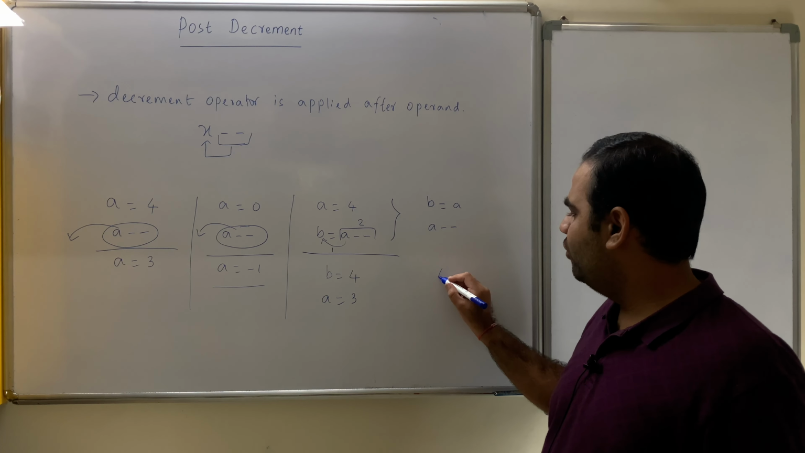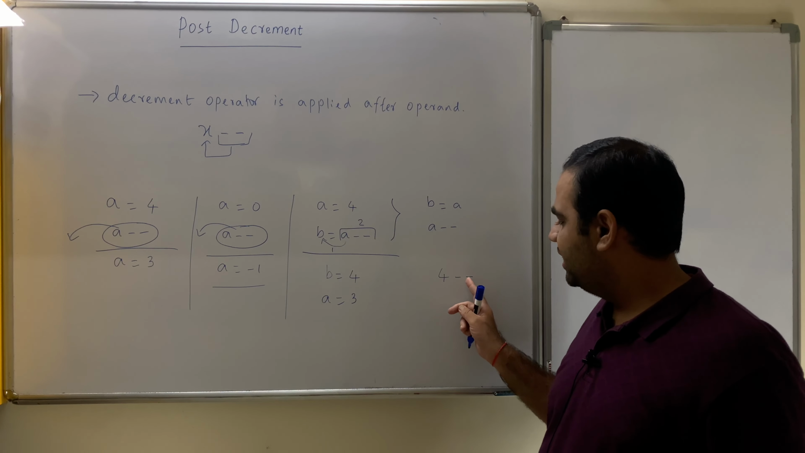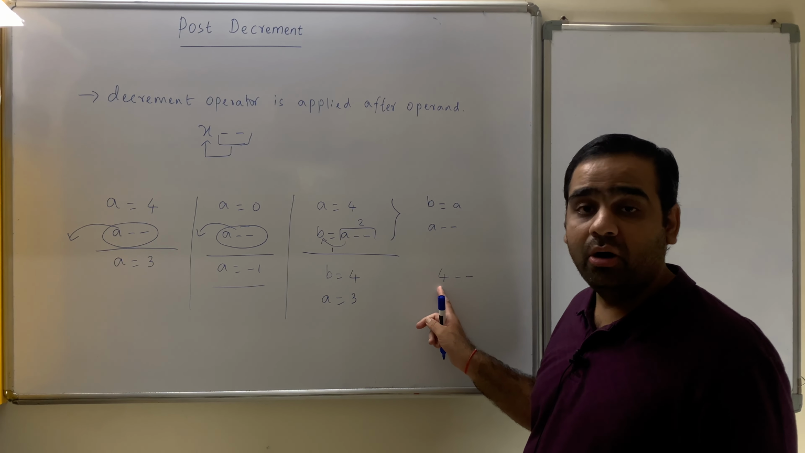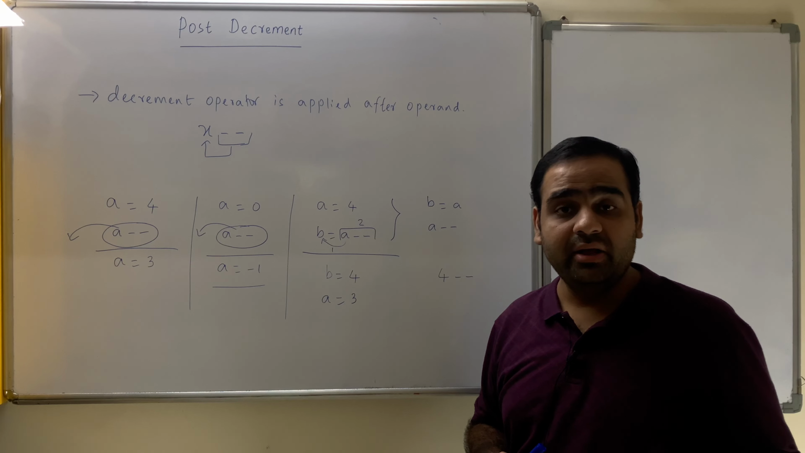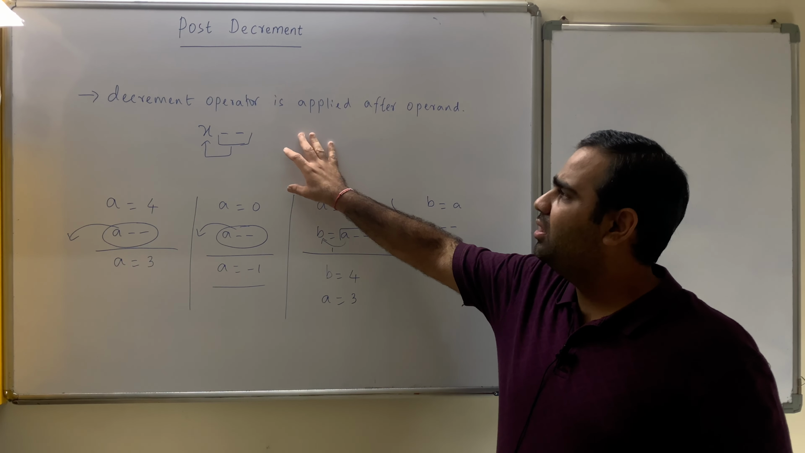Now, if we write 4 minus minus, it's an error already, as we said. Decrement operator cannot be applied on constant, whether it is pre-decrement or post-decrement. This is all about the post-decrement.